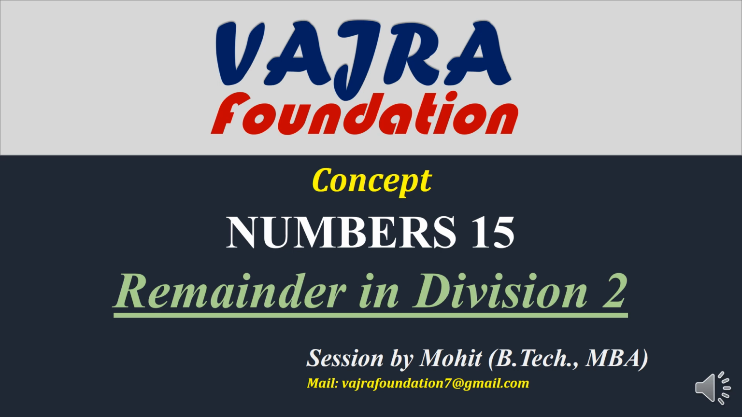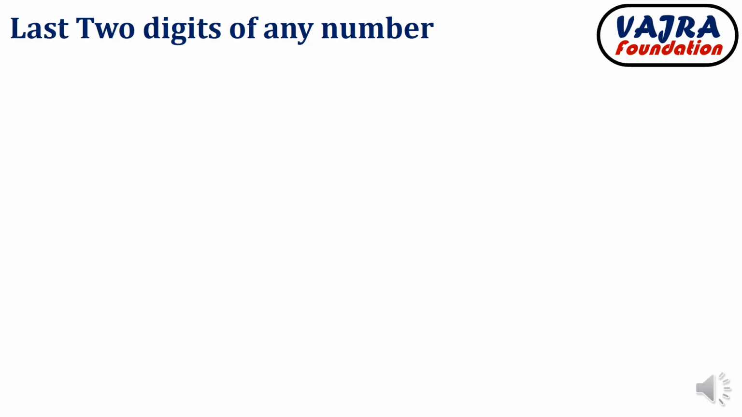In this video we will go through remainder in division. Suppose we have to find the last two digits of a number. Suppose we have a number 16 to the power 998. Then suppose we have a number 216 to the power 998. Then what we do is we consider the last two digits in order to calculate the last two values. So we'll consider 16 raised to 998 in order to find the last two digits.